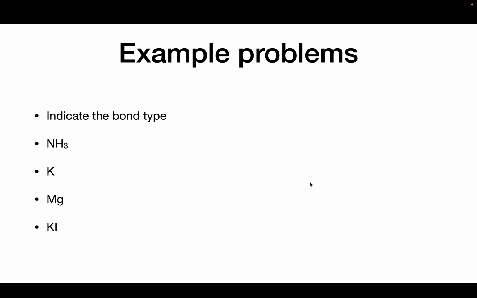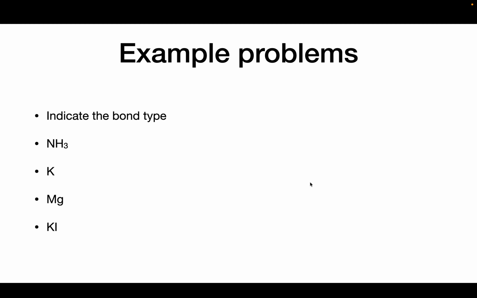Now let's look at some example problems. Indicate the bond type. So the first one is ammonia, and it only has non-metal elements. Therefore, it is a covalent bond. Next is potassium, and it only has metal. So it is a metallic bond, which is the same for magnesium because it only has metal elements.